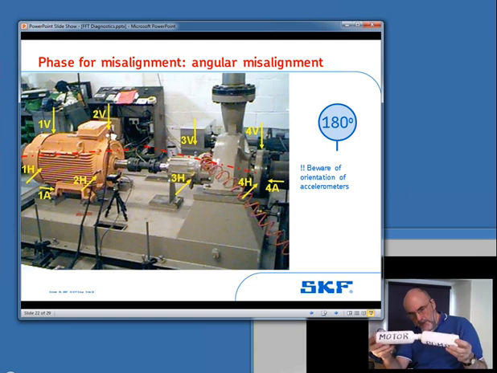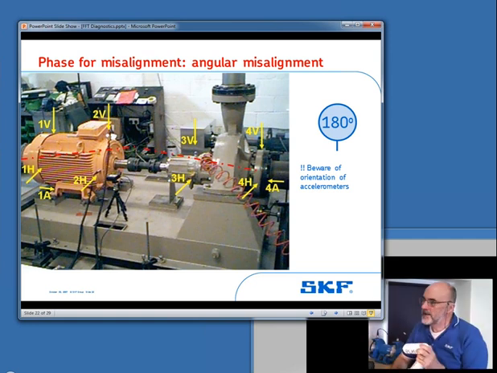If you have angular misalignment, what happens is you'll get a high 2 times, but you also get 2 more things. You get high vibration along the axis of the machine because the coupling is trying to force itself apart. So to diagnose angular misalignment, you need to take an axial measurement. And you will find that it's significantly higher than it normally is.